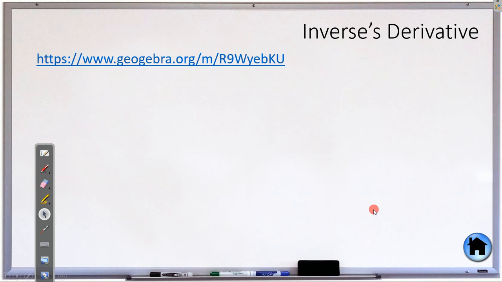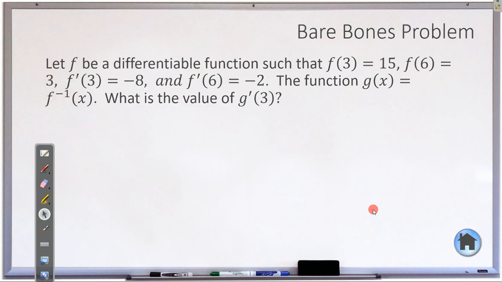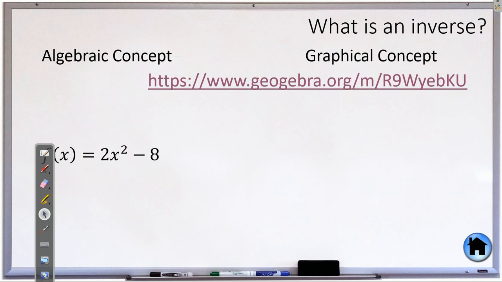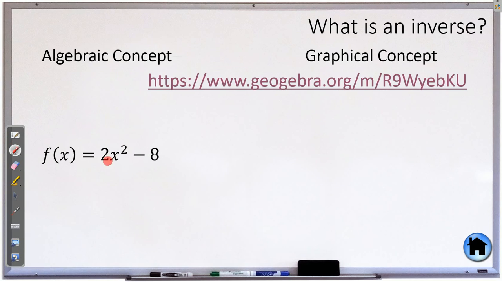What you can do, oops, let me go back to this one. If you have a function and you need the inverse's derivative, you could just take the inverse and then take the derivative. So here, our inverse was, let's see if I can remember, the square root of x plus 8 over 2, wasn't it? And so if you really need the function for the derivative, you can just take the derivative of that.